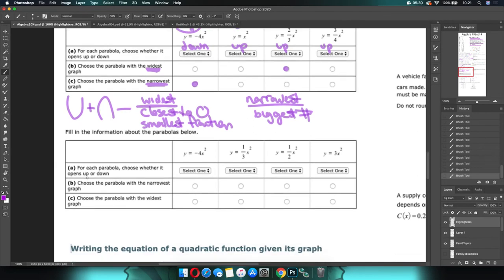For each parabola, choose whether it opens up or down. This is negative, so it opens down. Positive 1/3, so it opens up. Positive 1/2, it opens up. Positive 3, it opens up.